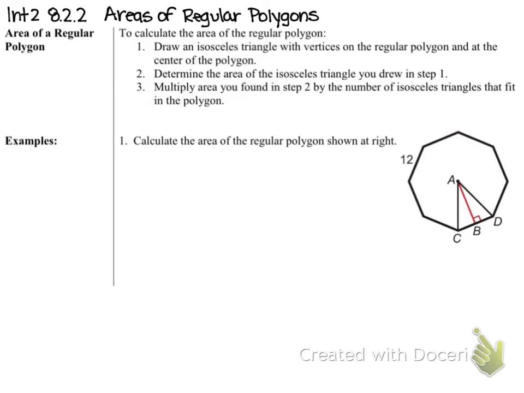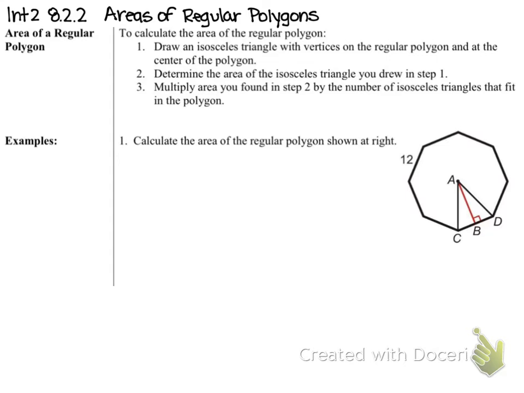This is for Integrated 2, 8.2.2, and I'm going to talk about how to calculate the area of a regular polygon. Now, if it is not regular, we would have to dissect it and approach it in a completely different fashion. But if it is regular, then we get to use the following steps. And I'm going to show you a couple of different ways to do this. I'll show you 2 different ways, and then you can ultimately determine the way that you want to solve it.